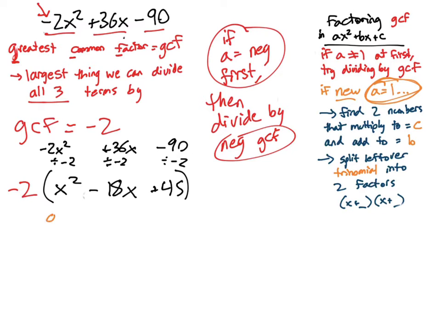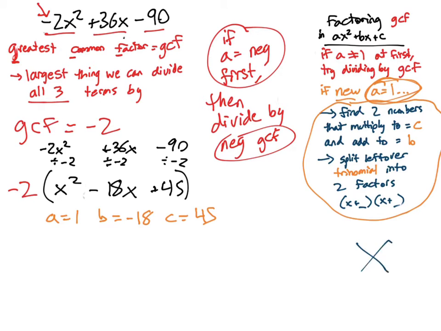So now we're dealing with a smaller trinomial that does have a equal to 1. To finish factoring this, we're going to solve this number puzzle. We need to find two numbers that when we multiply them together equals positive 45, and when we add them together equals negative 18. So let's list the possible factors of 45.